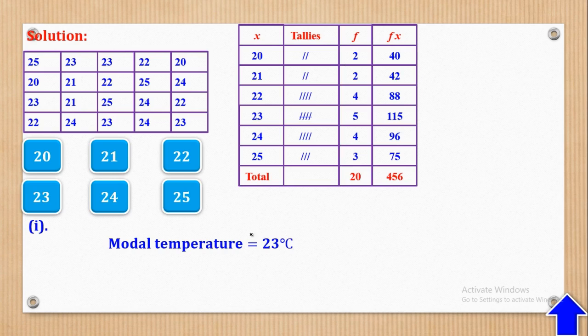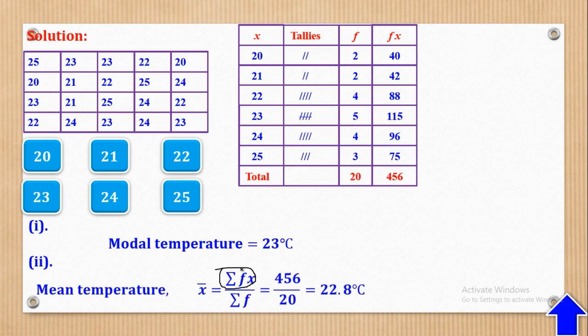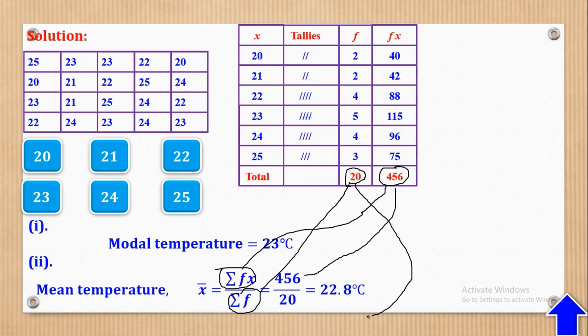Then Roman 2 was for the mean. Remember, we know that mean is equal to summation of fx over summation of f. So this summation means that you add up all the values of fx, and you come up with 456. Then summation of f means that you add up all the values of f, and when you add it up we got 20. So that 20 is what we shall put here.